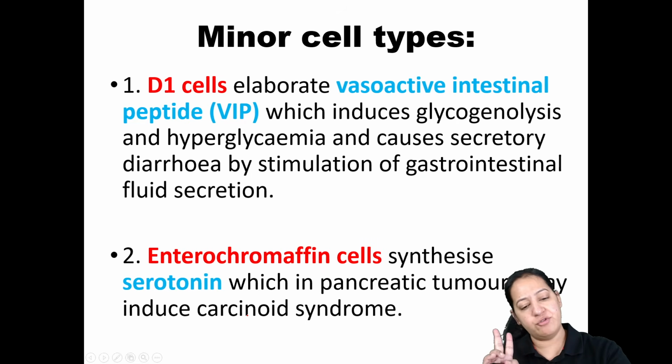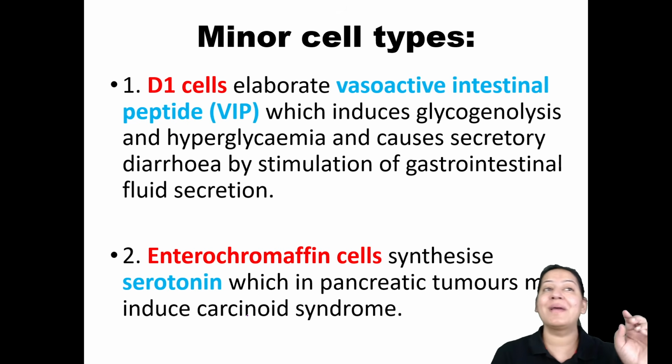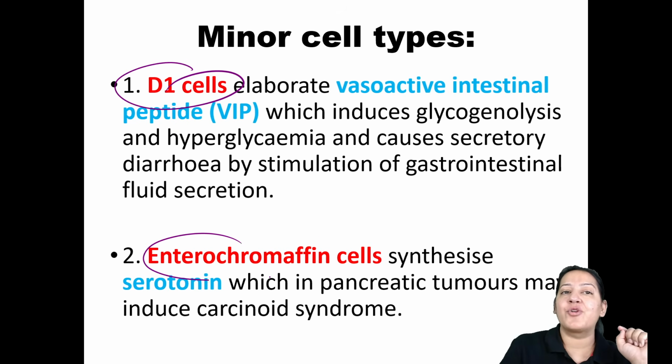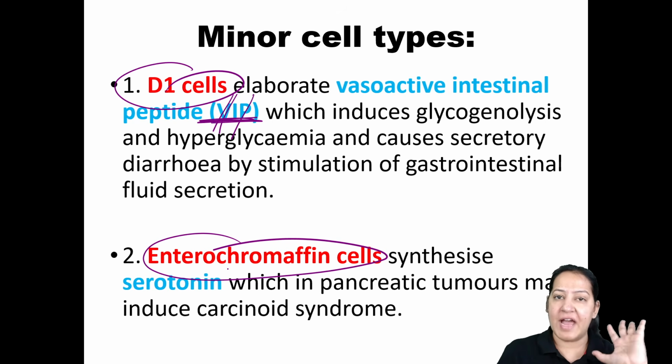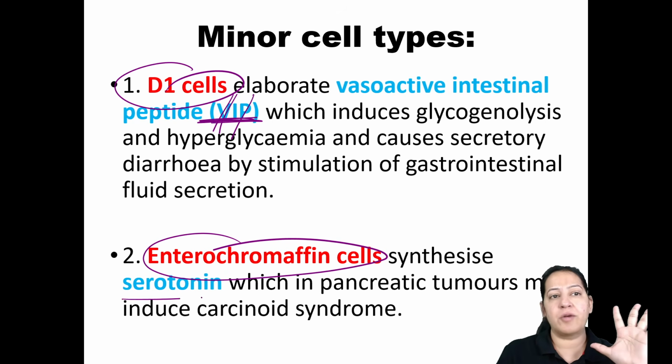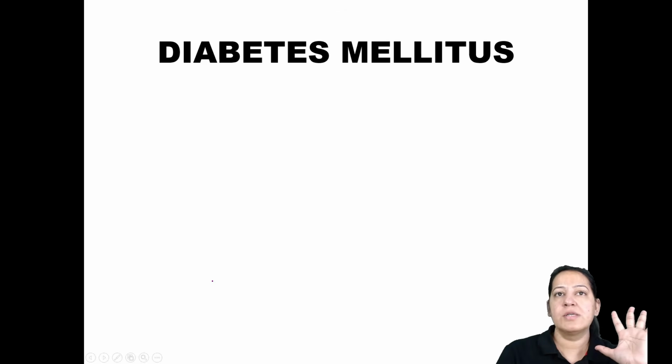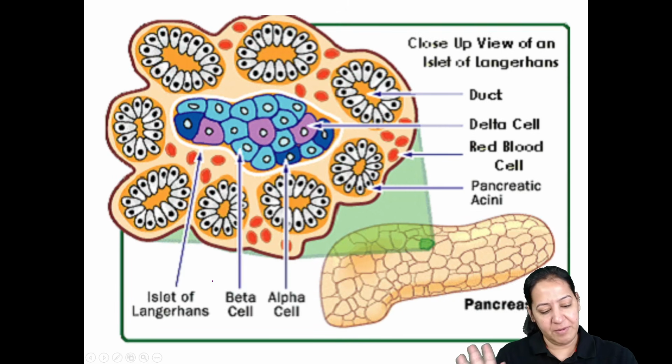Apart from it, we have two minor cells also. So what are the two minor cells? D1 cells and enterochromaffin cells. D1 cells secrete a hormone known as VIP, vasoactive intestinal polypeptide, and enterochromaffin cells secrete a hormone known as serotonin. So let me come to diabetes. Before that, let me revise what we have studied in the pancreas.